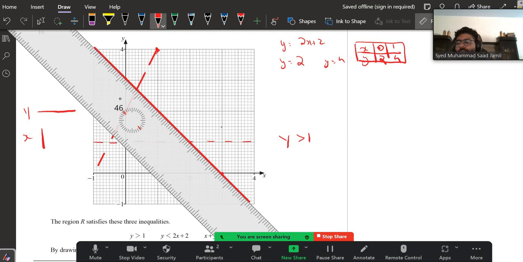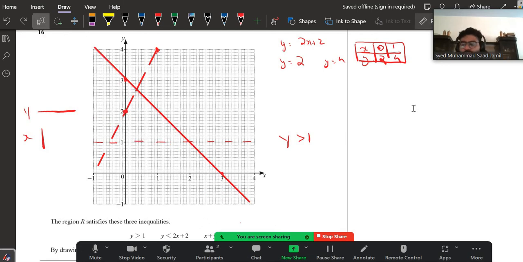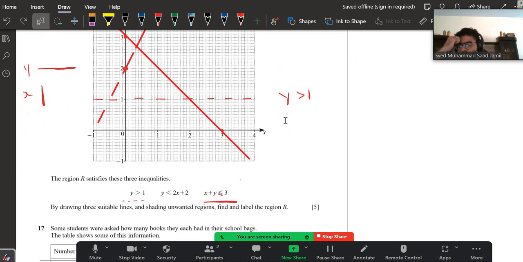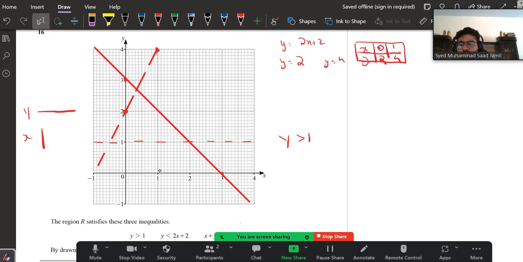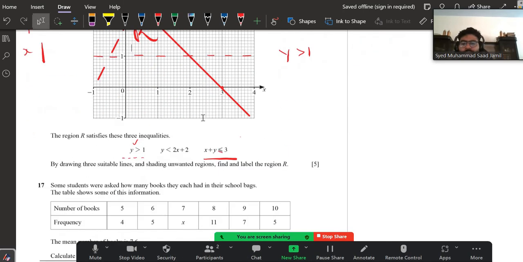Reason being because it says x plus y is less than or equal to 3. Now if you read the question, it says y is greater than 1, which means above this line. Y is less than 2x plus 2. This was the line 2x plus 2. It means below this line and below this line as well. So this is the shaded region. This is the region R.